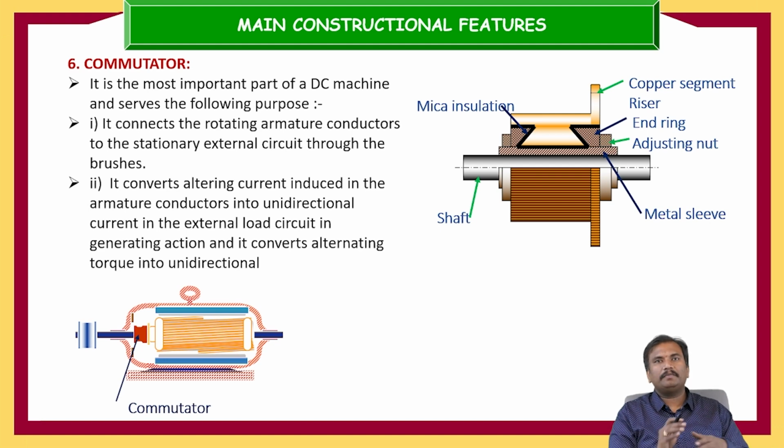So this is the major component where AC and DC machines differ. The commutator is made with mica insulation, and it converts the AC into DC and the alternating torque into unidirectional torque.